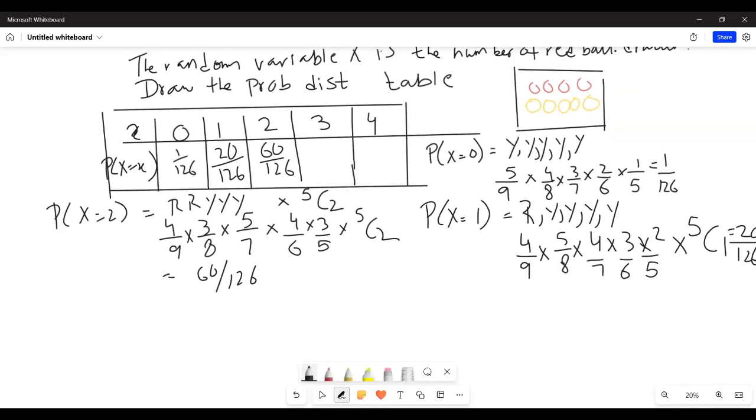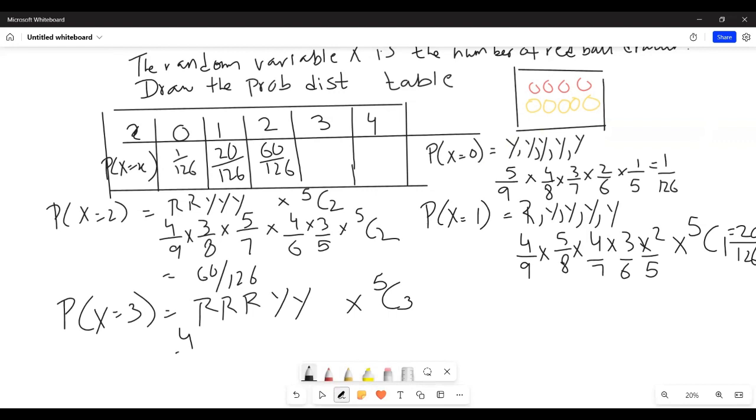Similarly, probability x equals 3, red, red, red, yellow, yellow, times 5 available slots for 3 red balls. Okay, so red probability is 4/9. And since it's without replacement, the denominator keeps decreasing. So 4/9, then 3 here, then 2 here, 8 here, 7 here, 5/6, and 4/5 into 5C3. Okay, this gives 40/126.